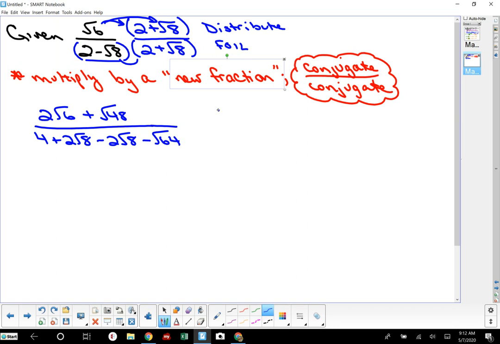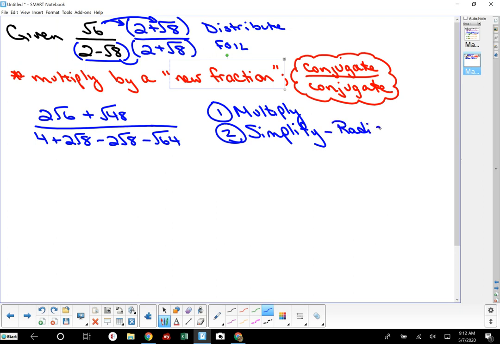So first you're going to multiply. Then you're going to simplify. And in the process of simplifying, you're simplifying radicals. And if you can, you're going to combine like terms.